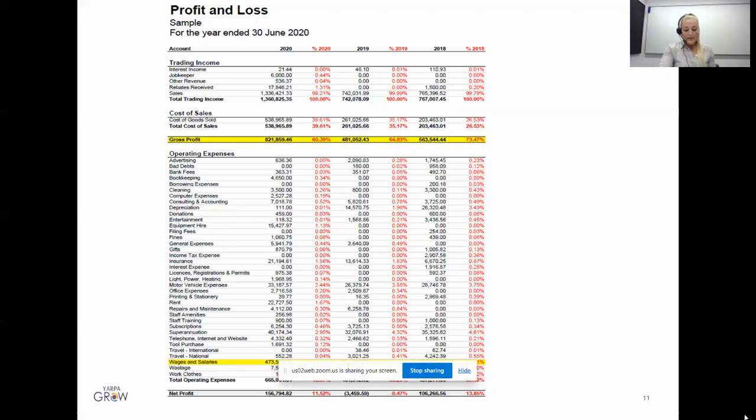The ATO also releases benchmarks specific to different industries. These benchmarks give you an indication of what your major costs should look like as a percentage of your total revenue. They include cost of sales, total wage expense, total rent, and motor vehicle expenses. You can use this report to see where your business lies relative to those benchmarks.